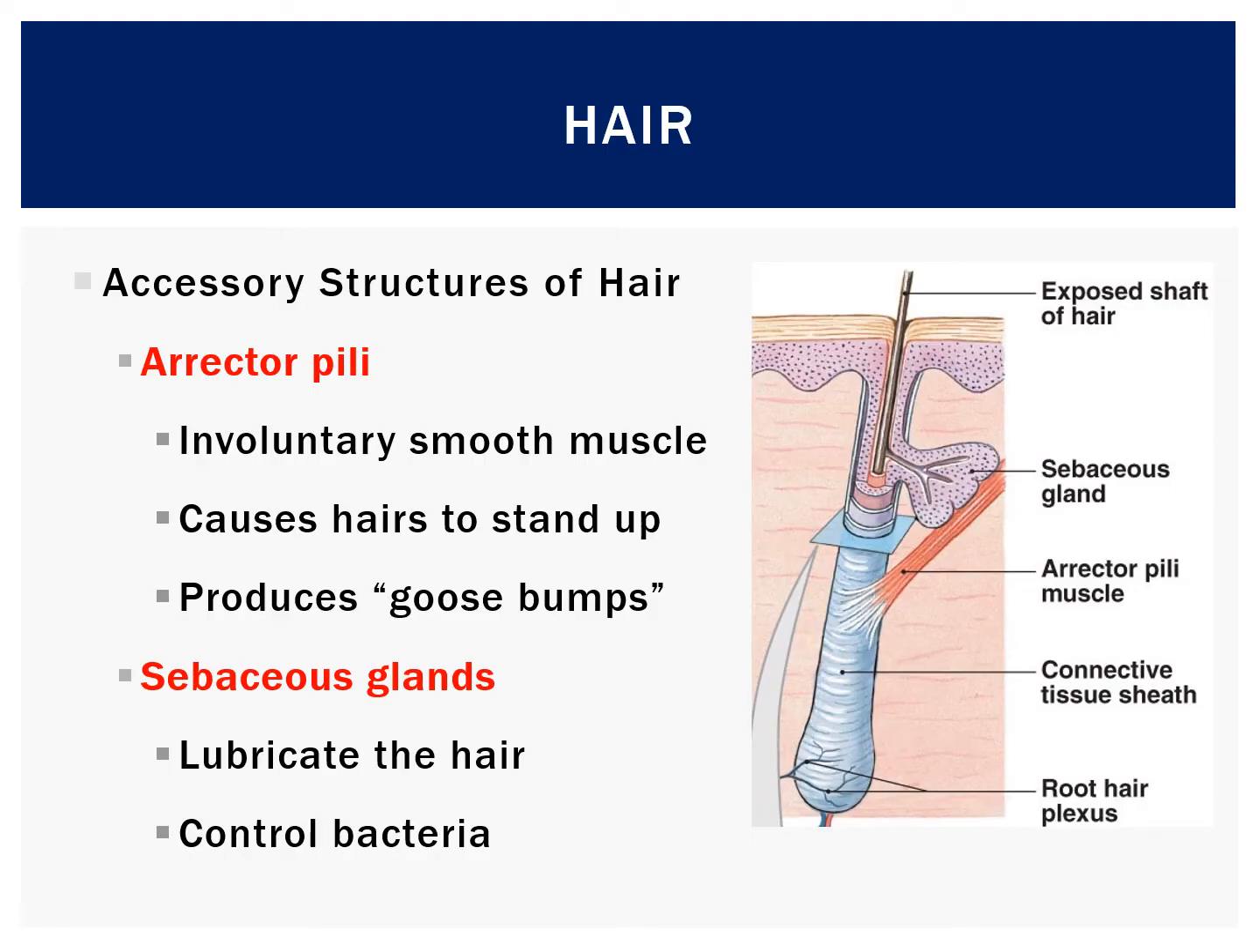Alright, the sebaceous glands are important to produce secretion to lubricate the hair. It's like the natural hair oil.